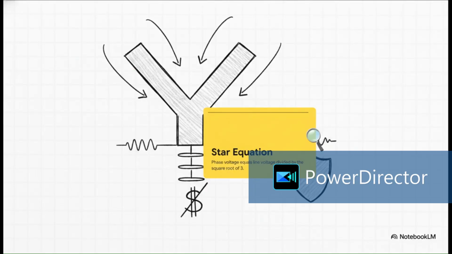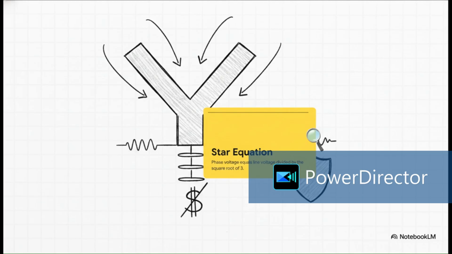Well, the answer lies in the brilliant math of the star connection. When you connect an HT motor in star, just look at the equation. The phase voltage, which is the actual voltage those internal windings experience, becomes equal to the line voltage divided by the square root of 3.